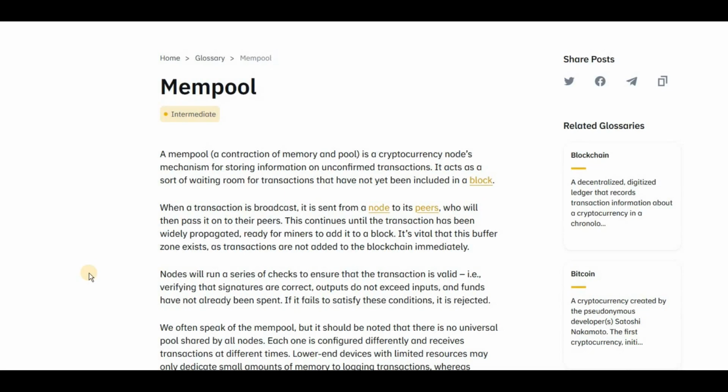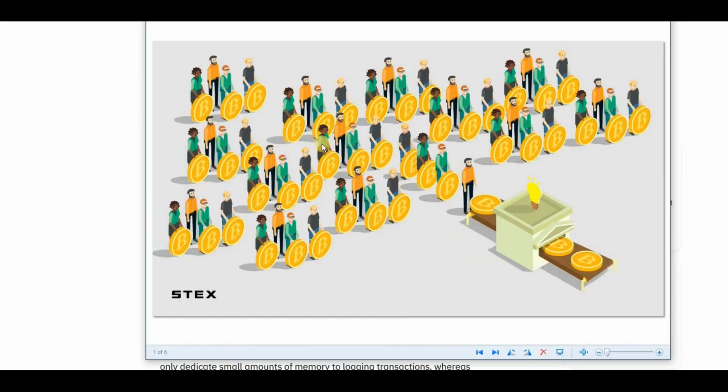You may have heard the term mempool and wondered what it is. A mempool, a contraction of memory and pool, is a cryptocurrency node's mechanism for storing information on unconfirmed transactions. It acts as a sort of waiting room for transactions that have not yet been included in a block. Now, this diagram here is a visual representation of what a mempool is. You have all the transactions waiting to go through there.